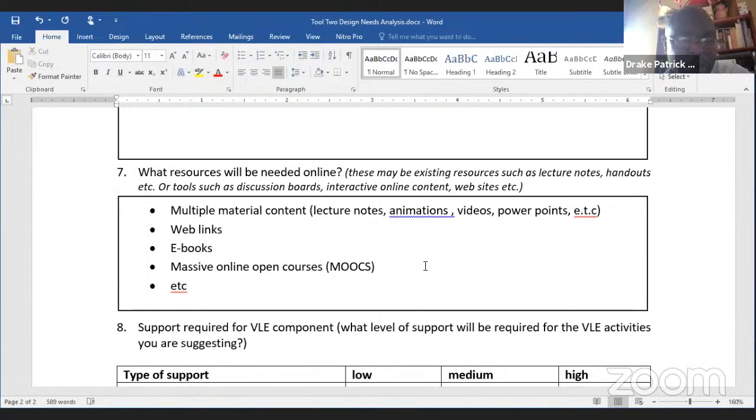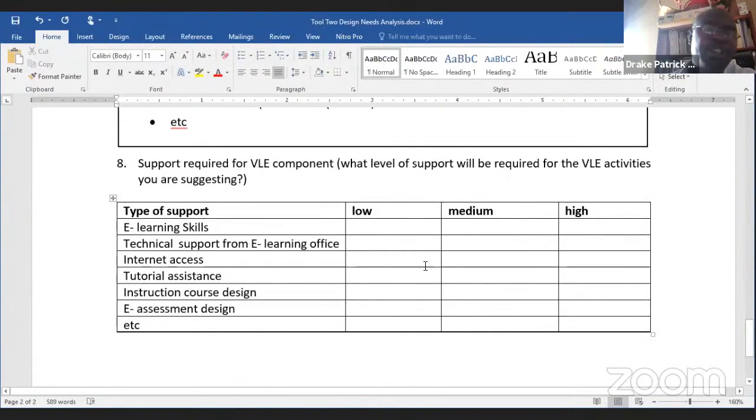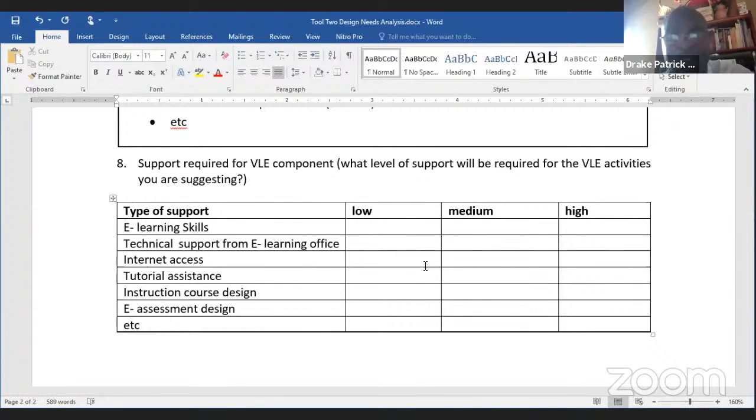Number 8, scroll down. Yes, so support required. So what do we need? So we said the kind of support we need is e-learning skills. What level? Fiona, we didn't feel this level, but this you can feel. So it's a matter of putting the right tool. So this I explained much earlier.